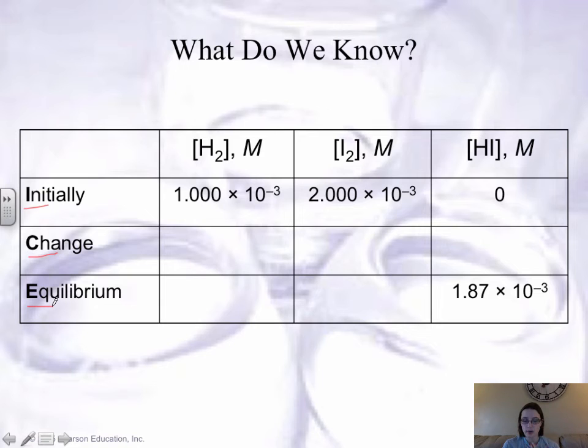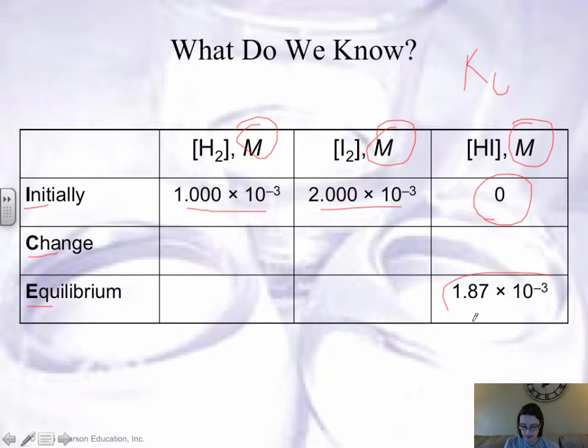So initially, we want to plug in what the problem tells us. The problem told us that initially we had 1 times 10 to the negative third of H2 and 2 times 10 to the negative third of I2. Notice it gave us molarity, which means which of the K's are we going to be solving for? Okay, Kc. So initially we had our reactants, we had zero product. We know that because it's a product, we're not starting with anything. And then it tells us that at equilibrium, we have 1.87 times 10 to the negative third molar of HI.